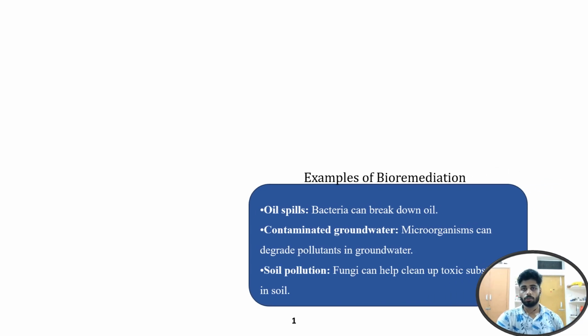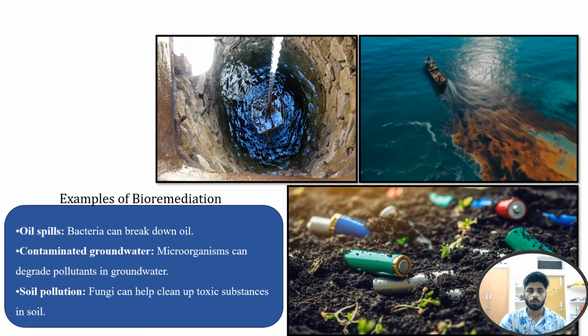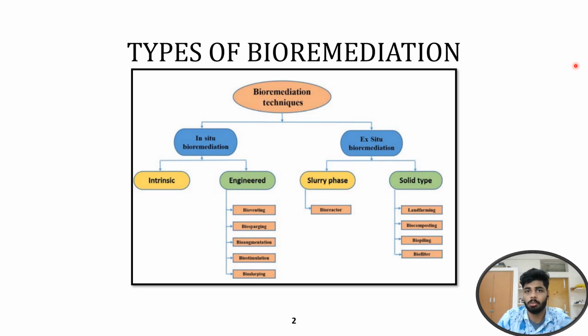Now let's see a few examples of bioremediation. Oil spills, contaminated groundwater, and soil pollution are three examples of bioremediation. Now coming to the types of bioremediation. Basically, bioremediation techniques are of two types: in situ bioremediation and ex situ bioremediation.